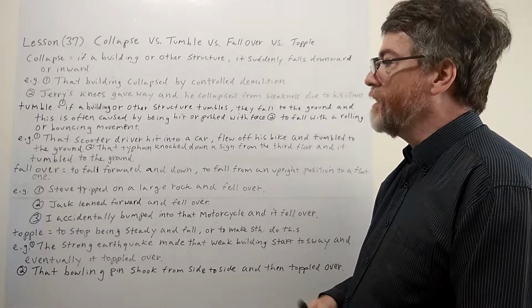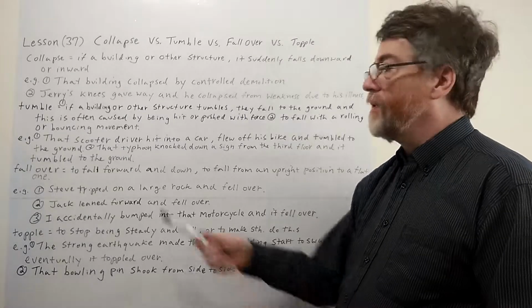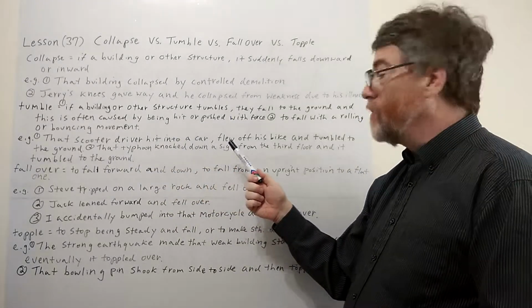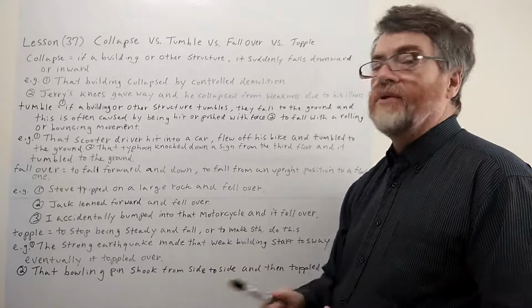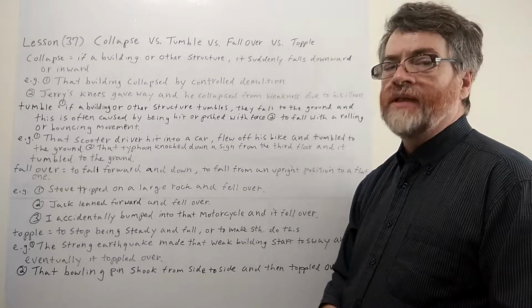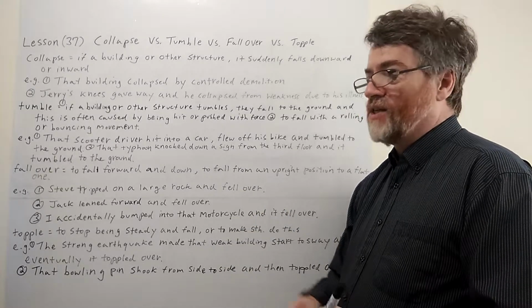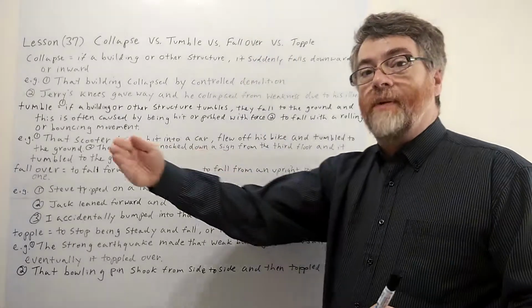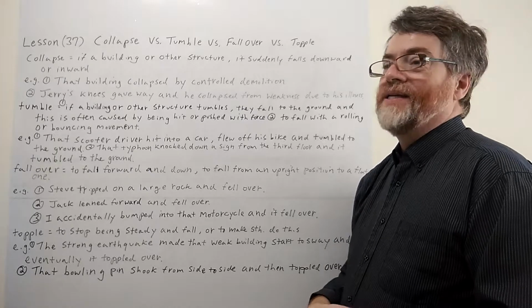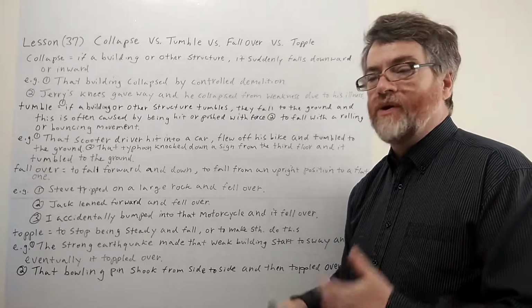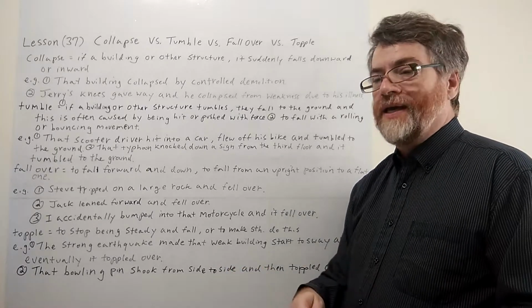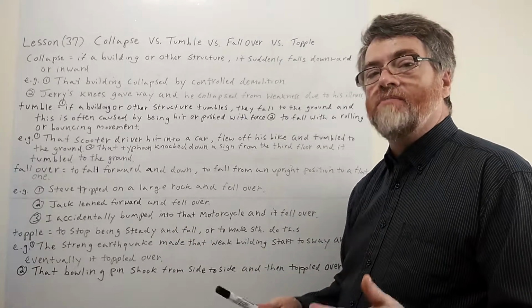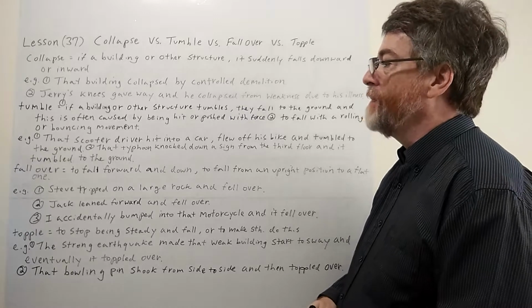So let's take a look at an example here. That scooter driver hit into a car, flew off his bike, and tumbled to the ground. Oh, that's very terrible. If he hit the car, you might see him fly in the air, and he usually doesn't go straight down. He'll go boom, boom, boom along the ground. So that would be more like tumble. We often say somebody might be tumbling. They're rolling. They're bouncing. We're more likely to use tumble in a situation like that.